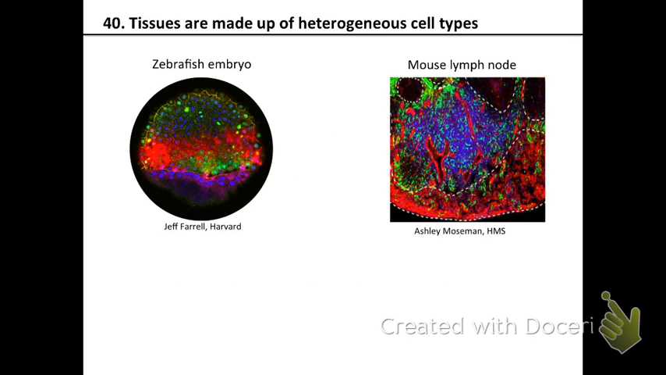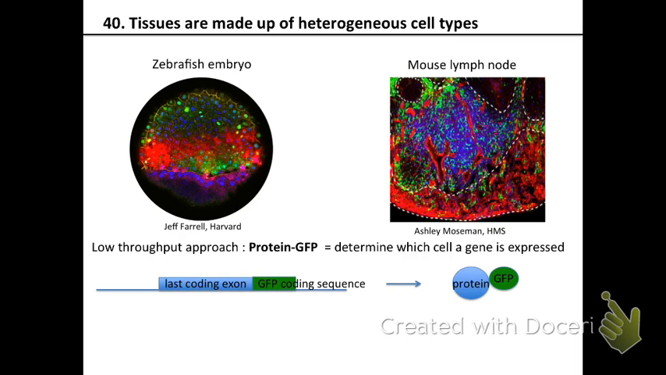So some of the low-throughput experiments use reporter genes, right? Where you can actually fuse a reporter to a protein. So this would be a translational reporter. That means it shows the presence of the protein in a certain tissue. And then you can use microscopes to image where that gene is expressed. However, you can do this only a few genes at a time, right? And that's limiting.